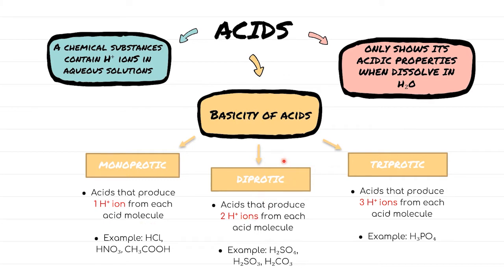As for diprotic, the word itself says di, so it means two. It means an acid that produces two hydrogen ions from each acid molecule. For example, sulfuric acid, the chemical formula is H2SO4, and it has two hydrogen, which means it has two hydrogen ions. And for triprotic, it means the acid produces three hydrogen ions. You can see this in phosphoric acid. It has three hydrogen ions. Let's move on.